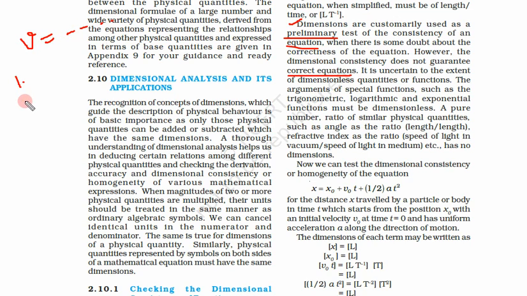You are given 4 options, 1, 2, 3, 4. And you check the dimension. 1 is definitely not that, 4 is definitely not that, 2 and 3 are at least dimensionally correct. So that means the answer could be 2 or 3. But again, this is not a foolproof method. This will give you a hint that these 2 options are definitely not correct, but it is not a foolproof plan. So it is uncertain to the extent of dimensionless quantities or functions.